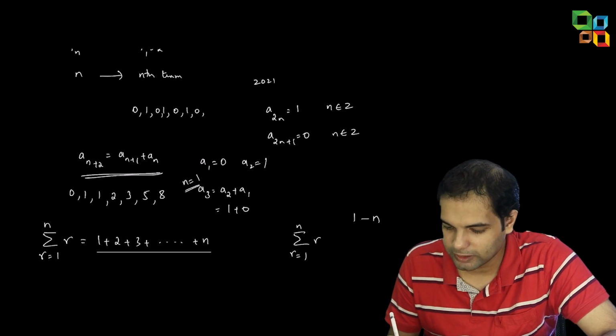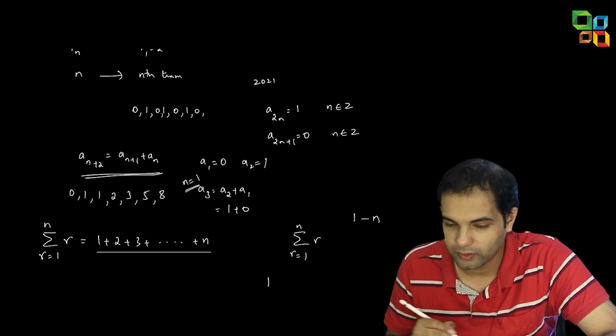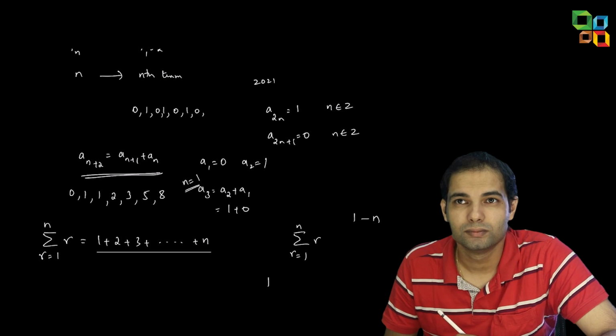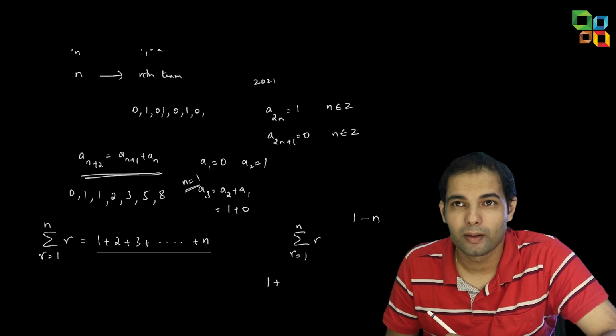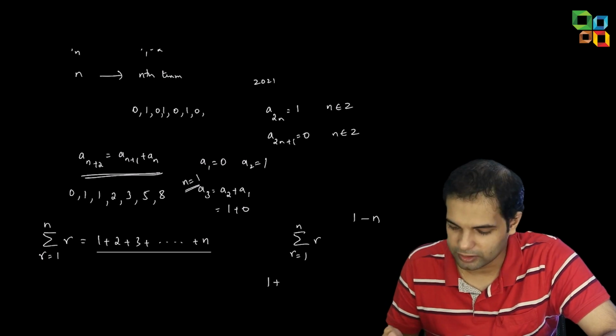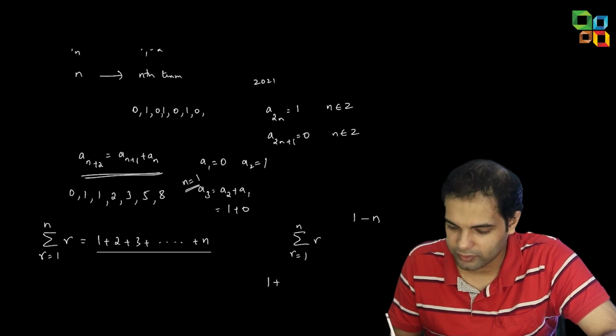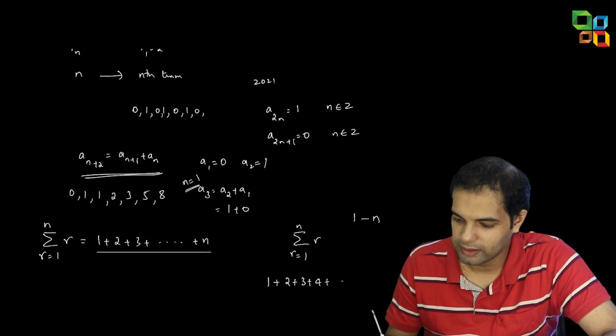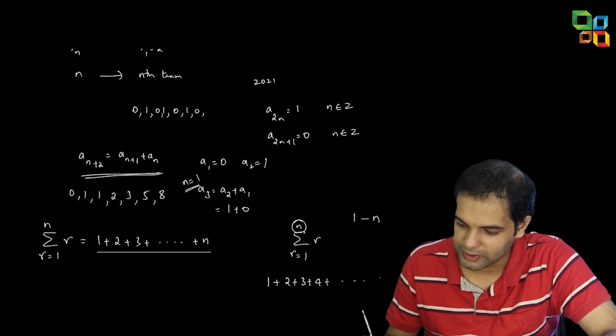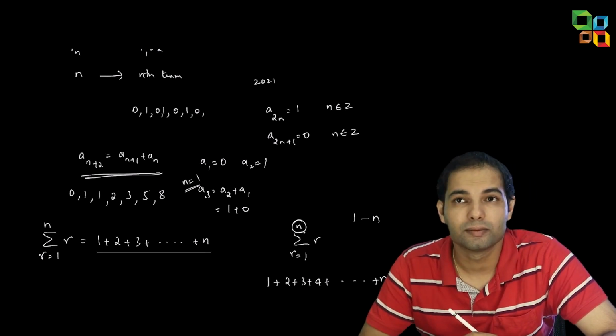Now, I'll just write the summation. What is the first term? r is equal to 1. When I put r equal to 1, I'm getting 1. Fine. Then it is summation, therefore I have to add plus. Now, for the next term, r will increase. It will be 2, then 3, then 4, and so on, till the last term, n. So till n, it will increase.